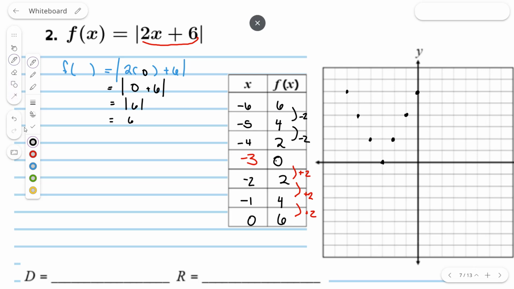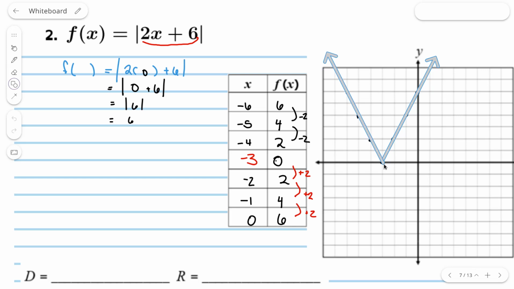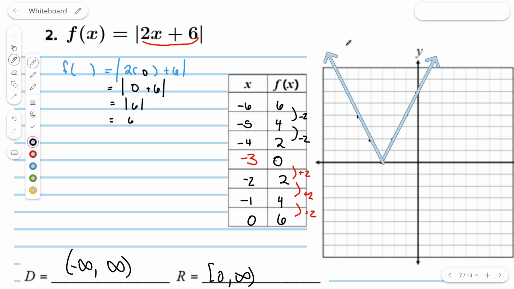So this time I have the same idea happening with my graph. I have that V happening, but my graph is a lot thinner. And so now I have a thinner graph here. My domain, still the farthest back to the left I can go is negative infinity. The farthest to the right I can go is infinity. My range, the lowest I can go is 0. The highest I can go is my arrow, so that's positive infinity.